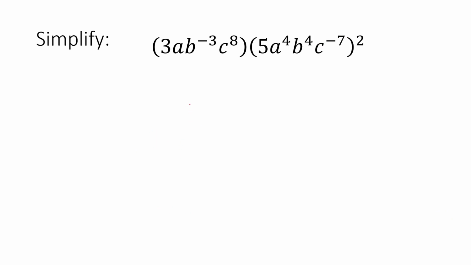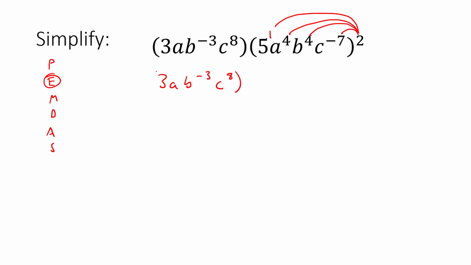Okay, on the quiz I would ask you to do something like this. Simplifying, and whenever we simplify we're always using order of operations. So we start with exponents. In this case this 2 will only distribute to the exponents in the right set of parentheses, and don't forget there's really a 1 on the 5 that also needs to be distributed to. But it doesn't go to this parentheses, only the one on the right. So I'm going to keep this the same, 3a, b to the negative 3, c to the 8. Keep that the same.